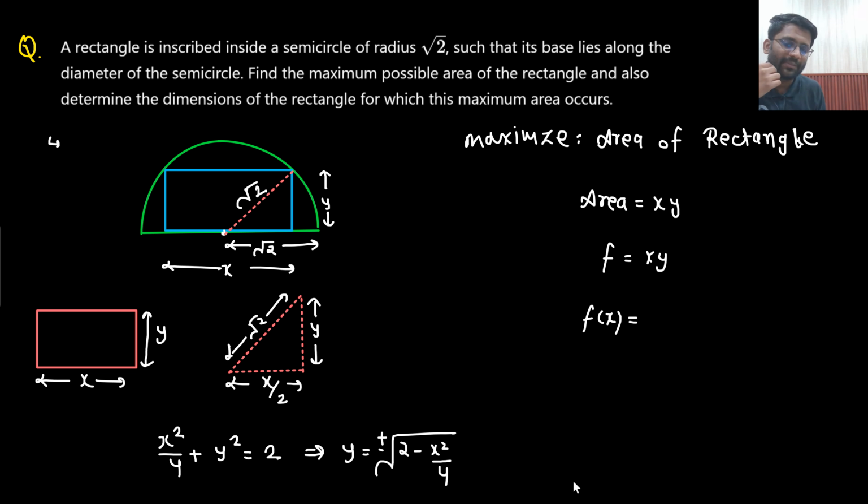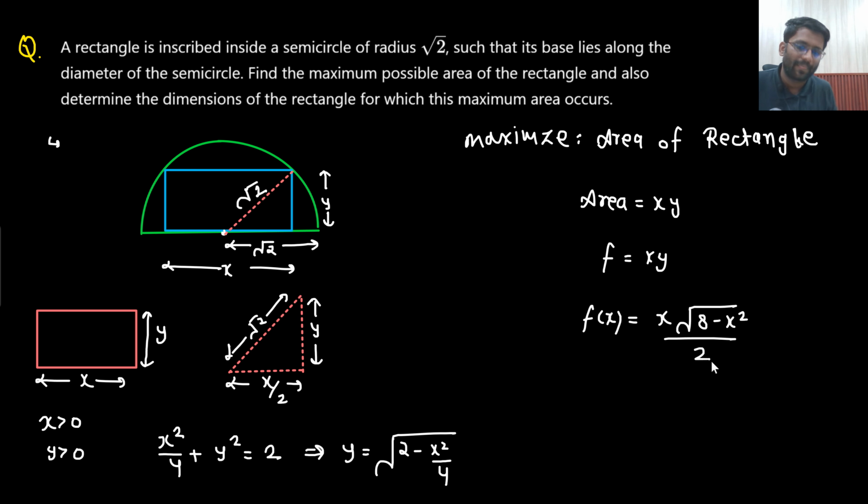Now someone will say that's a plus minus. y has to be positive, no? x and y both are the sides of the rectangle. That means they will be greater than 0, so they cannot be negative. That's why we will not put plus minus here. So it is under root of 2 minus x square by 4. I can take the under root directly: under root 8 minus x square, divided by 2. Is that clear to you?